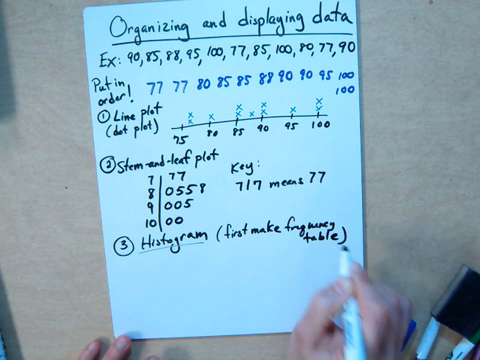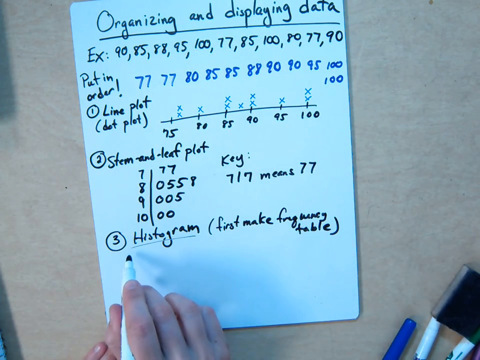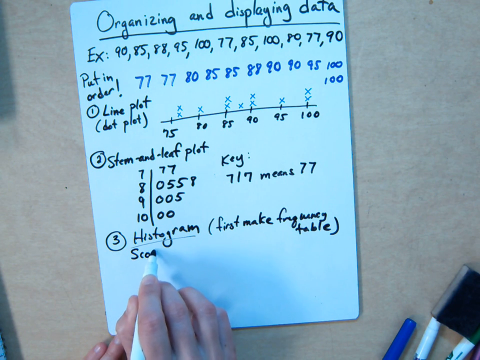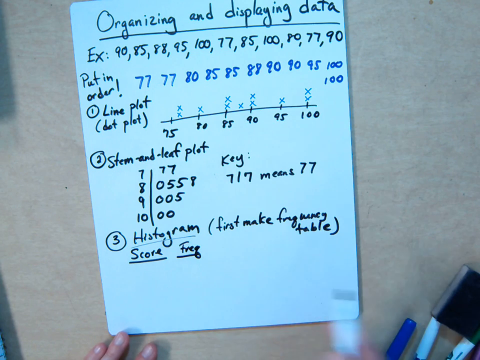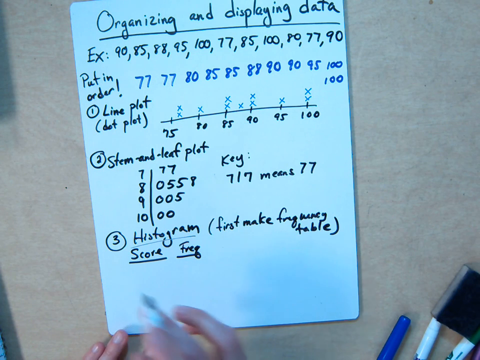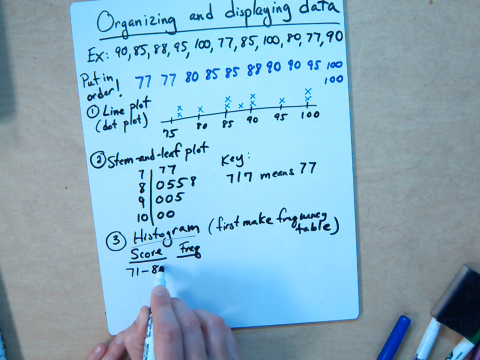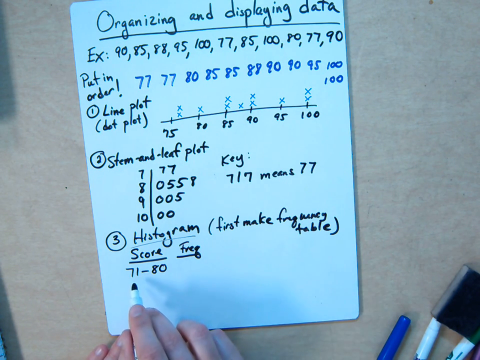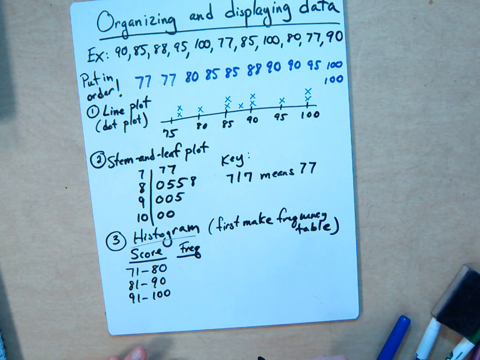A frequency table is a way of looking at a distribution. How many of each do you have? So we'll make categories for our scores and then the frequency that we see it, frequency. And then we'll make a little histogram. So you can choose what range to use here, and there's ways to make better selections, and you'll figure it out with practice. But I'm going to use 71 to 80, 81 to 90, and 91 to 100 for my score ranges.